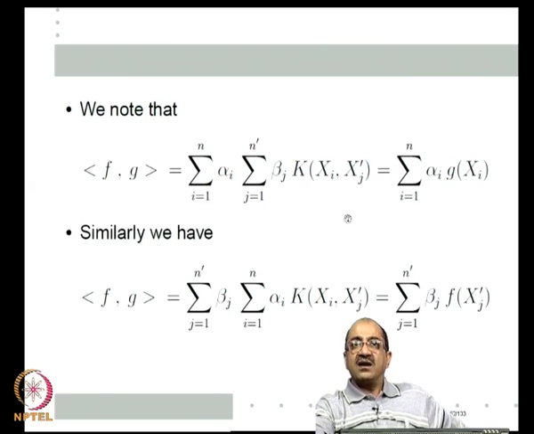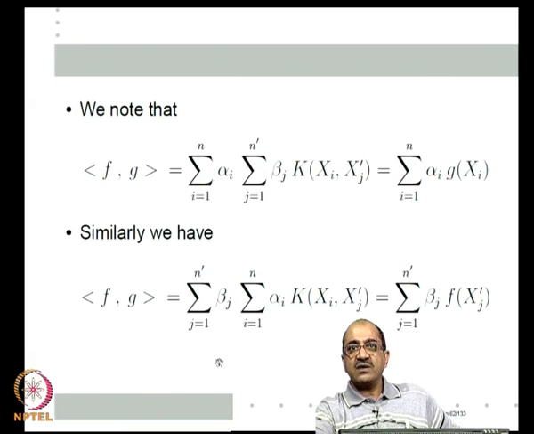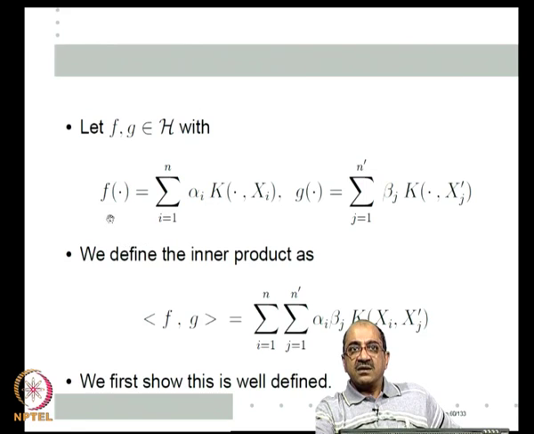Similarly, by interchanging the two summations and taking beta_j out, I can write the inner product as the summation over j equal to 1 to n prime of beta_j times the summation over i equal to 1 to n of alpha_i k(x_i, x_j prime). What is this? f is this, so f of x_j prime will be the summation over i equal to 1 to n of alpha_i k(x_j prime, x_i).